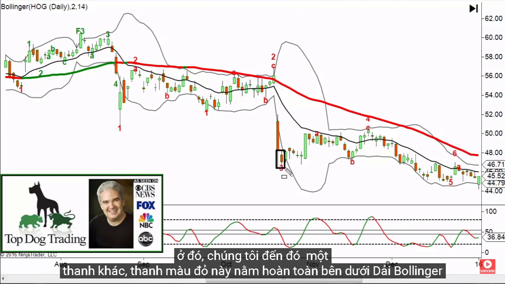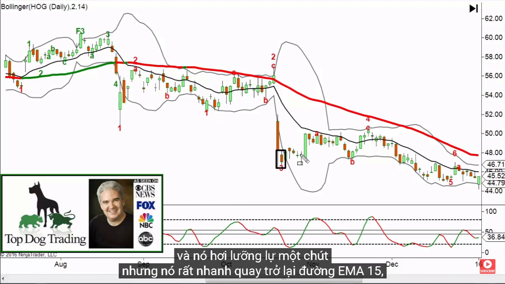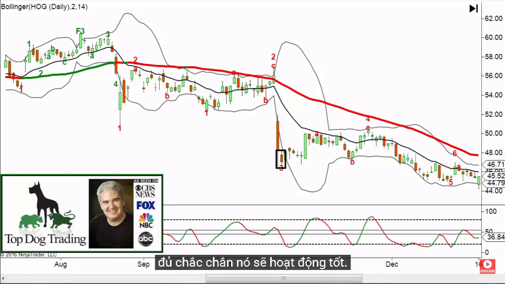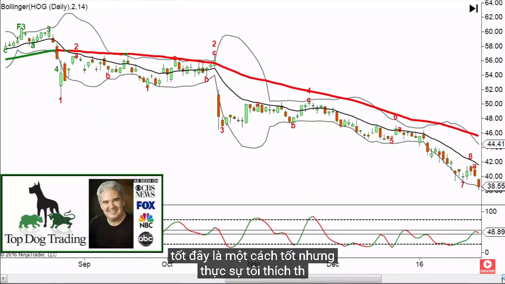This red bar is entirely below the Bollinger Band, and it hesitates a little bit, but it gets back up to the 15 EMA. Sure enough, it does. So that one worked. Let's try to find some more here for you.